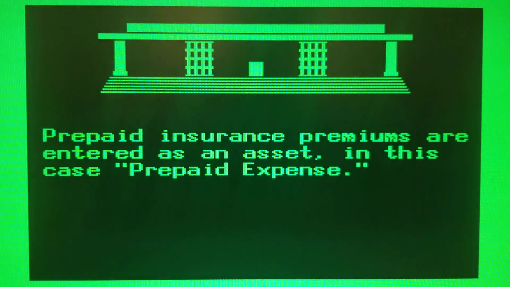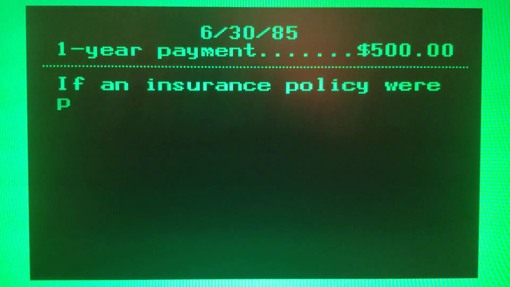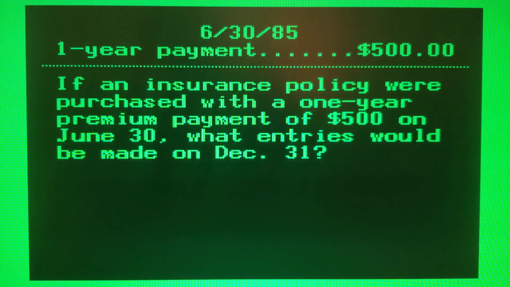In a somewhat similar way, prepaid insurance premiums are entered as an asset, in this case, prepaid expense. Then at the end of the year, a proportional charge is made to insurance expense and a reduction in prepaid expense. If an insurance policy were purchased with a 1-year premium payment of $500 on June 30th, what entries would be made on December 31st?